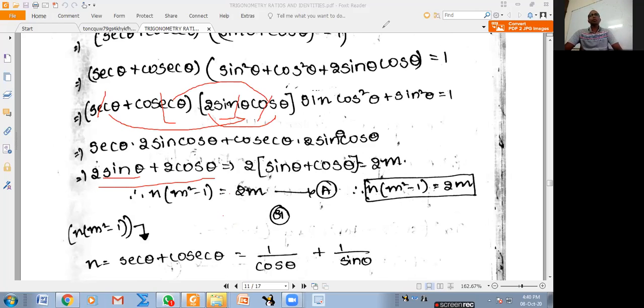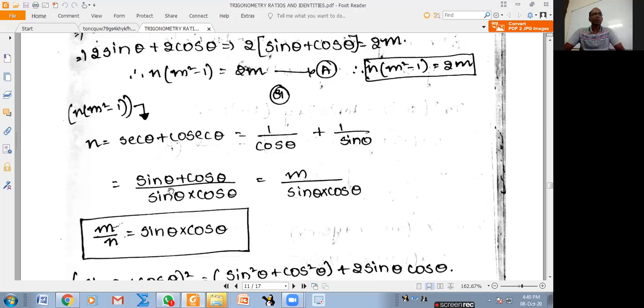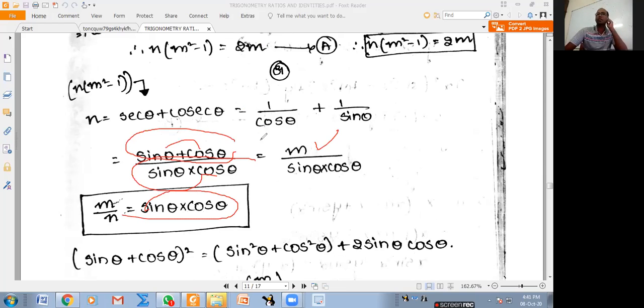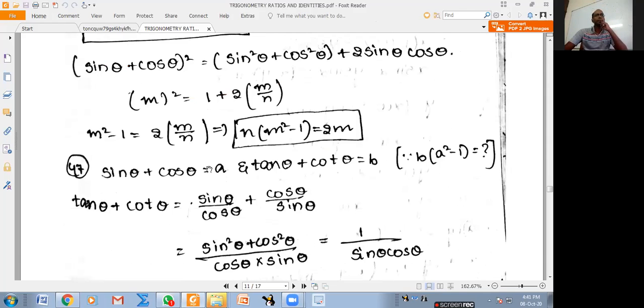One may say, no, I don't want to look at what they gave. I want to eliminate the theta. I want to get an idea. Then I prefer you start with n, which is secant plus cosecant. Secant you can write 1 by cos, this you can write 1 by sin, and take LCM. Already sin theta plus cos theta is m, given in the question. Only sin theta into cos theta you have to find. By squaring m you can get that, because what is the square of sin theta plus cos theta whole square? 1 plus 2 sin theta cos theta. You can write this in terms of m and then we'll get the answer. That's it.